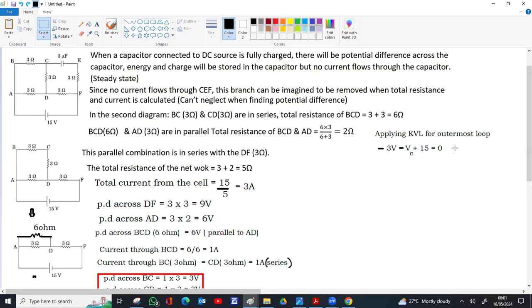Now you can move VC to the right side. So 15 minus 3 will be on the left side, VC on the right side. So VC will be 15 minus 3, 12 volt. You got the voltage across the capacitor, 12 volt.